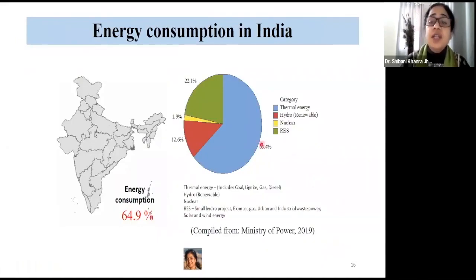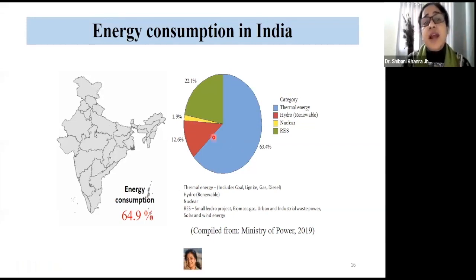When we look into it, we can see we are still utilizing energy from thermal sources, which has the highest share, as you can see in this pie chart. Hydro, which is shown here, contributes 12.6%, whereas renewable energy sources altogether are 22.1%. In renewable energy, the current considerations are small hydro projects, biomass gas, urban and industrial waste power, solar and wind. However, nuclear has the least share of 1.9%.